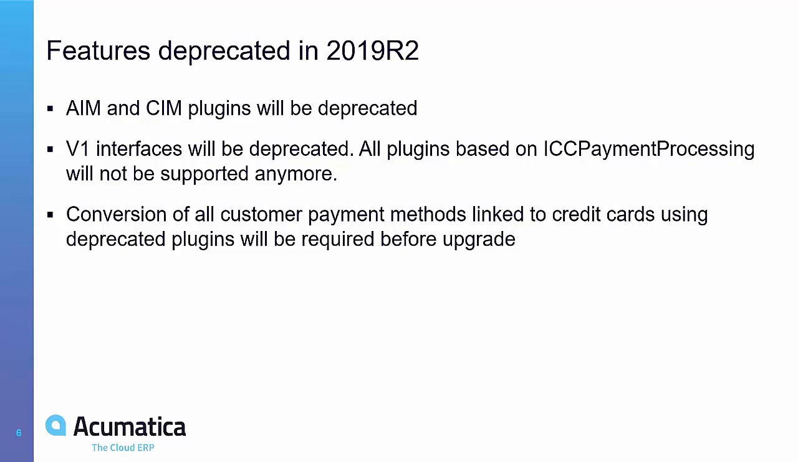And we will change the upgrade process so that it will check if there are any customer payment methods that link to processing centers, that link to plugins that implement older interfaces, and it won't be possible to upgrade to a new version of Acumatica unless you have converted all your existing payment methods to new plugins.